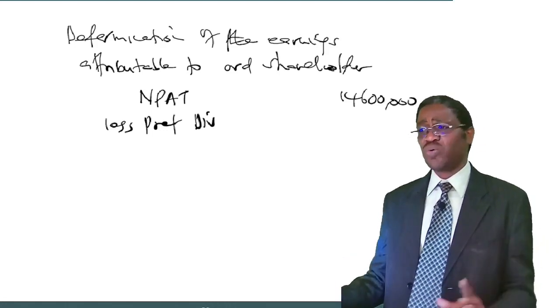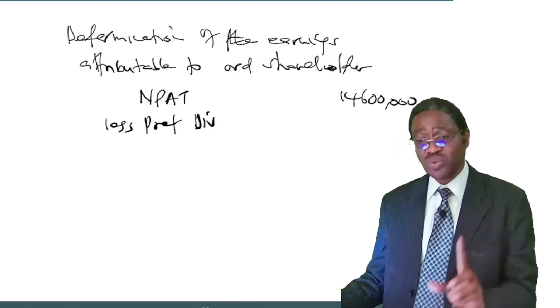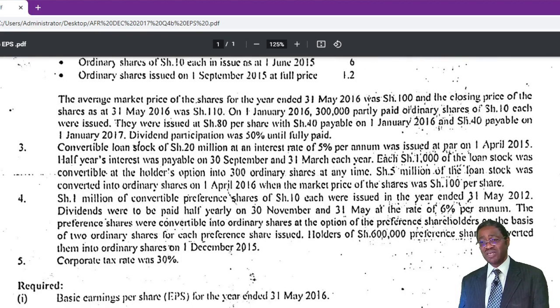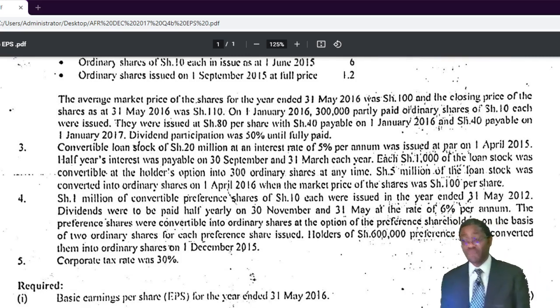So we go back to the question: find out what is the rate of dividends and how much was the dividend. That information was given to us under note number 4. Listen.